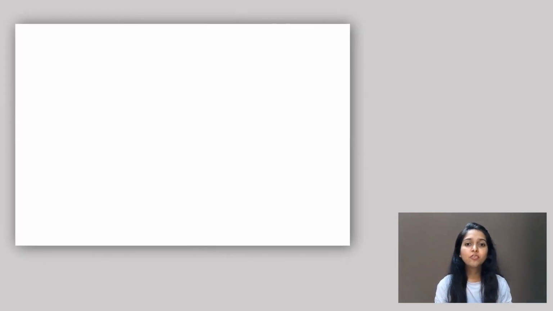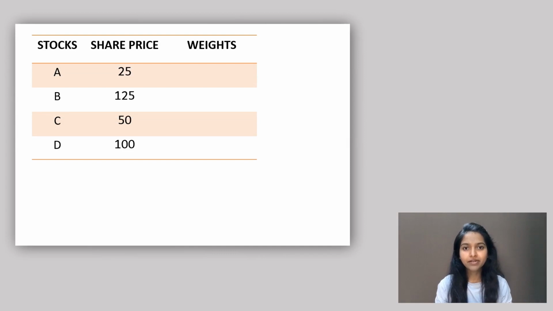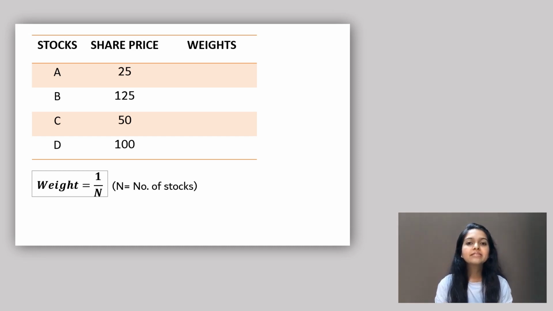Suppose the index has 4 stocks with their respective share prices given. To calculate their weights, we'll use the formula 1 divided by n, where n is the number of stocks. The index has 4 stocks, so 1 divided by 4 equals 25%, which means that each stock weighs 25% in the index.